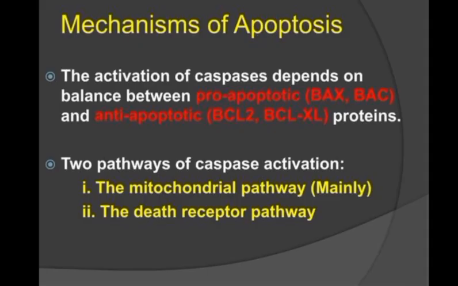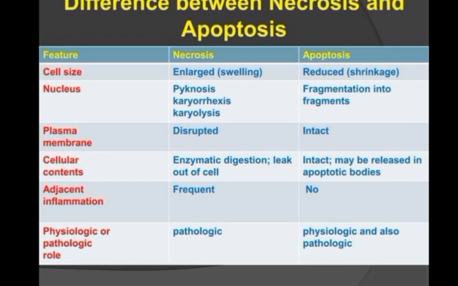Activation of the caspases depends upon the balance between pro-apoptotic and anti-apoptotic proteins. There are two pathways of caspase activation: the mitochondrial pathway and the death receptor pathway. What is the difference between necrosis and apoptosis? In necrosis, the cell becomes enlarged. In apoptosis, the cell shrinks.